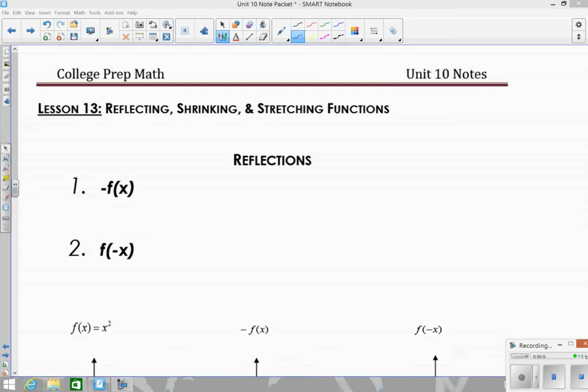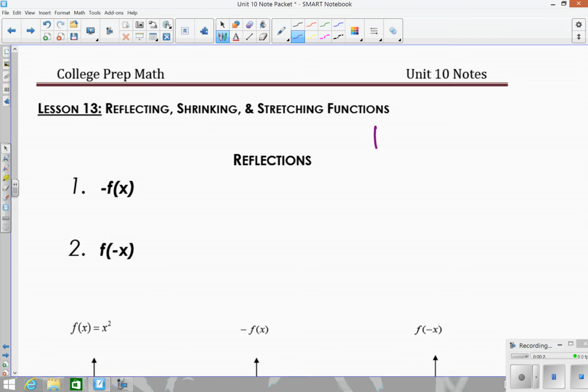In lesson 13, we're going to look at reflecting, shrinking, and stretching functions. So the first thing we're going to look at are reflections. Whenever we're thinking about reflections, that means there's going to be a -1 being multiplied through the function. The negative will either be on the outside of the function or it might be within that function.